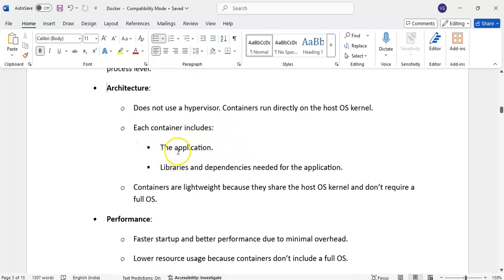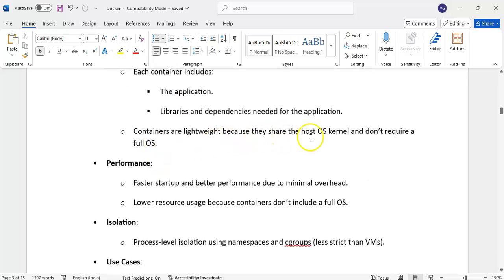Each container includes the application, libraries, and dependencies needed for the application. If you have 10 applications you want to run, we will create 10 containers and run each application in one container. Each application requires some other software. Suppose to run the application we require a database, and mostly any other software like the JDK. We install those softwares.